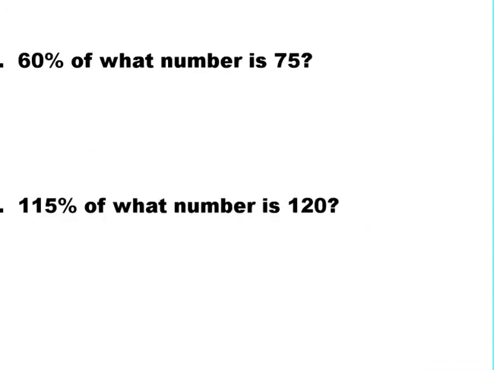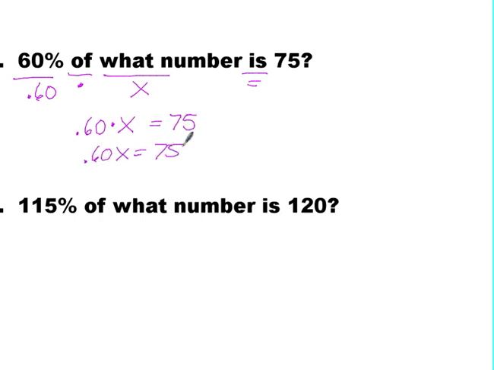All right, number 16 and 17. We are going to stop here. So this is it, guys. Pay attention. We're almost done. 60% of what number is 75. So that's 0.6, of means times, what means x, is means equals. So that's 0.60 times x equals 75. We'll divide both sides by 0.6, and we get 125.